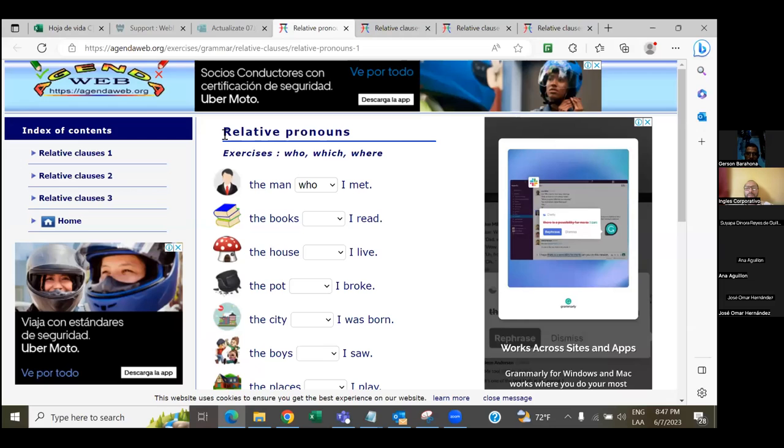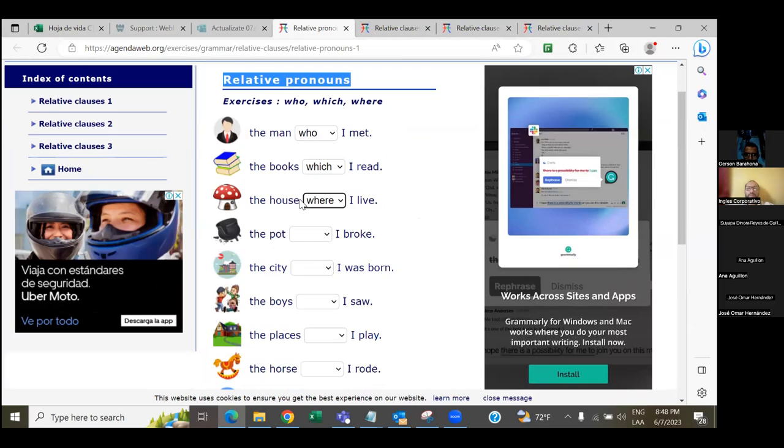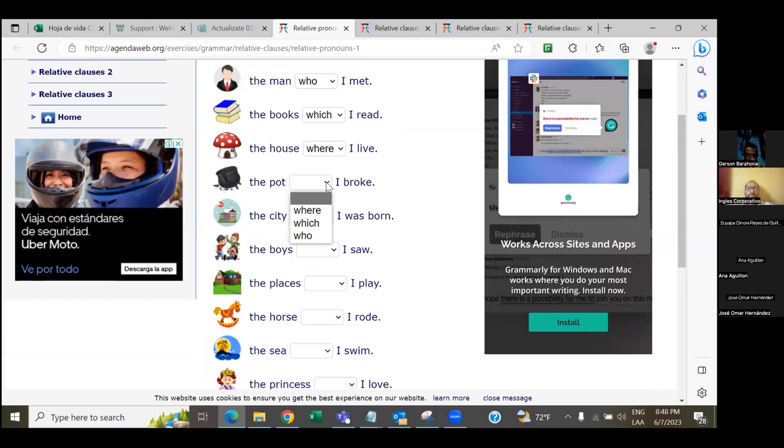Okay. This is the first link. Okay, and this is the exercise. I think this is very easy. For example, number one is the man I met. It's who, because it's a person. The books I read. Which. The house. It's a place, it's where, because it's a place. The pot I broke. Which, I think it's which. The pot. ¿Esto qué es? ¿Una olla? I don't know. ¿Será olla, pot? Yo lo veo como una olla, no sé qué es pot. The city. Where?